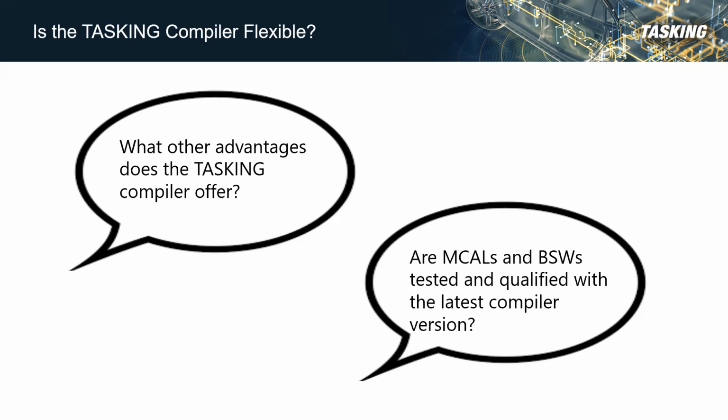So the tier one and the OEM always want to make use of the latest version of the compiler because of the latest features available in the newer releases. Since MCALs and BSWs are qualified and tested with the older version of the compiler, the tier one and the OEM are also forced to make use of the older version of the compiler.